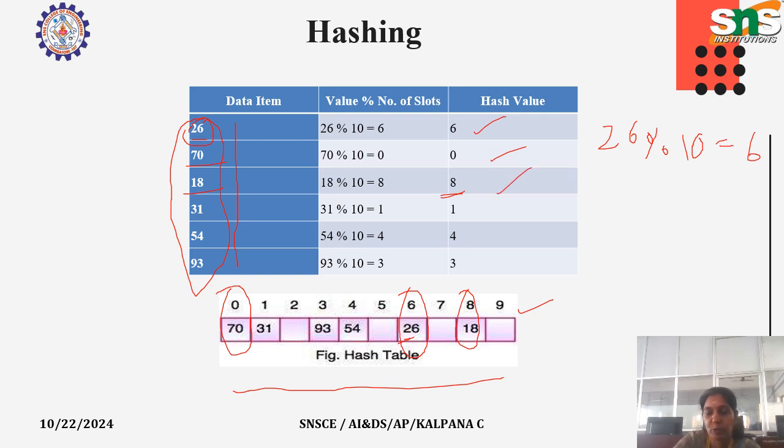Like this I have to perform hashing. I have to get the data value and find the modulo using the size. The number of slots is the size of the hash table. Then I get the hash value, and at that hash value I insert the data item. This is what we have to do when we insert any value into the hash table.